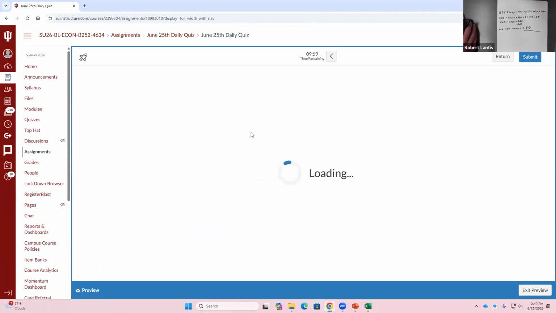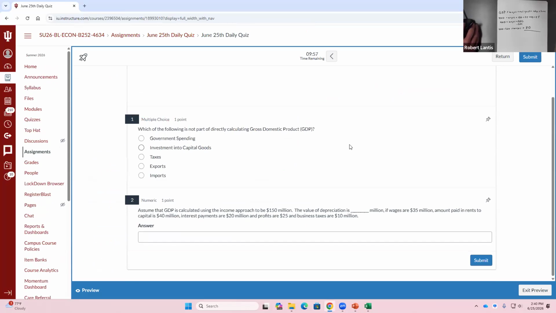So I'm thinking about the first question here. If I was using the expenditure approach, which of the following would not get added in to our gross domestic product? Once again, it's C plus I plus G plus net exports. Net exports are exports minus imports. So which one is not directly included? Well, government spending will be. Investment into capital goods would be. If we had consumption goods, that would be as well. And then exports and imports.